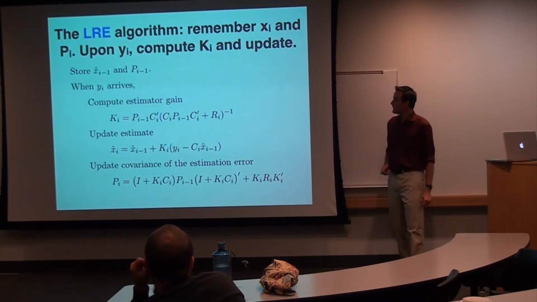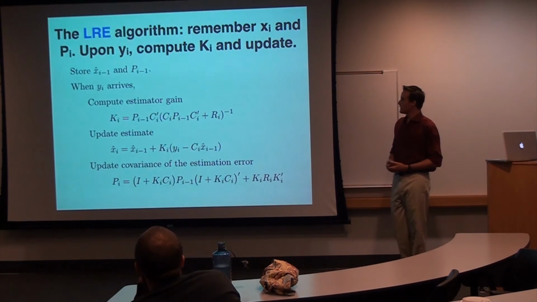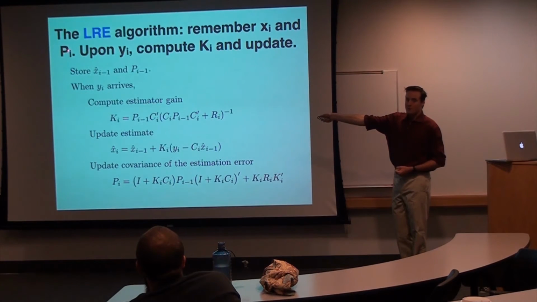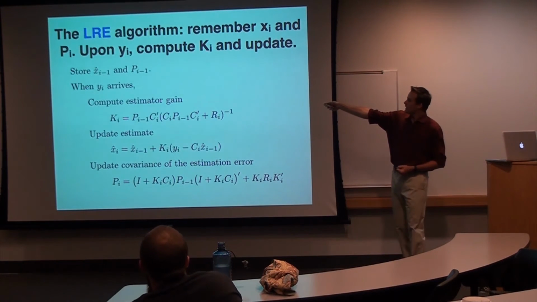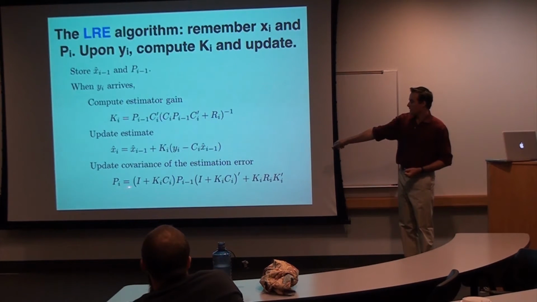Okay. So that was how you find the form of the optimal estimator in terms of minimizing the mean square error. The whole algorithm boils down to this. Remember your estimate of the constant and how uncertain you are in that estimate. Every time a new measurement comes in, compute the estimator gain K, and then update your estimate and the covariance. So every time a measurement comes in, compute K. This is the equation from the previous slide. Update the estimate with this measurement, with this update equation, and then update the covariance, with this covariance equation that is expressed recursively.